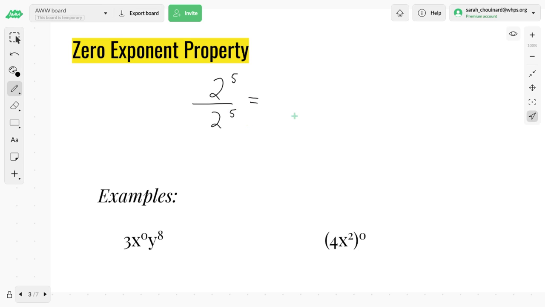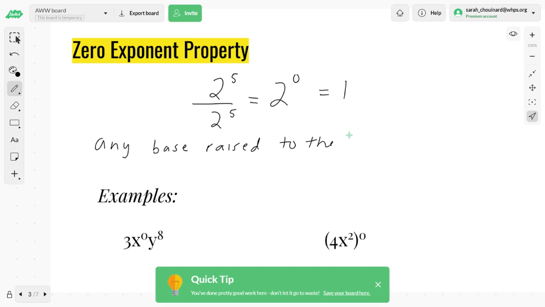So according to our quotient property, we should subtract the exponents of the like bases to get 2 to the 0 power. But also, just based on what we know about dividing a number by itself, 2 to the fifth divided by 2 to the fifth also has to be equal to 1. So the zero exponent property says any base raised to the 0 power equals 1.